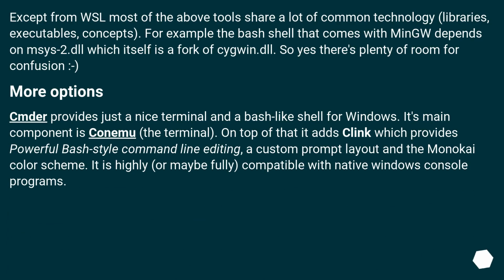More options. Cmder provides just a nice terminal and a bash-like shell for Windows. Its main component is ConEmu, the terminal. On top of that it adds Clink, which provides powerful bash-style command line editing, a custom prompt layout and the Monokai color scheme. It is highly, or maybe fully, compatible with native Windows console programs.